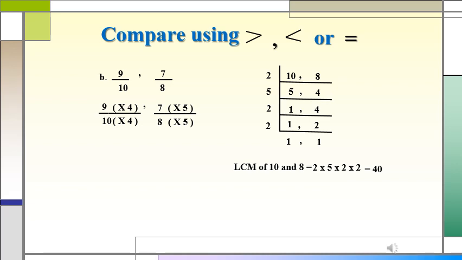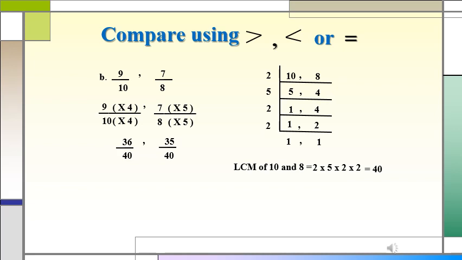Now, let's find their equivalent fraction. 9 times 4 is equal to 36 and 10 times 4 is equal to 40. 7 multiplied by 5 is equal to 35 and 8 multiplied by 5 is equal to 40. Now we have got two equivalent fractions with the same denominator 40. Now it's very easy for us to compare.